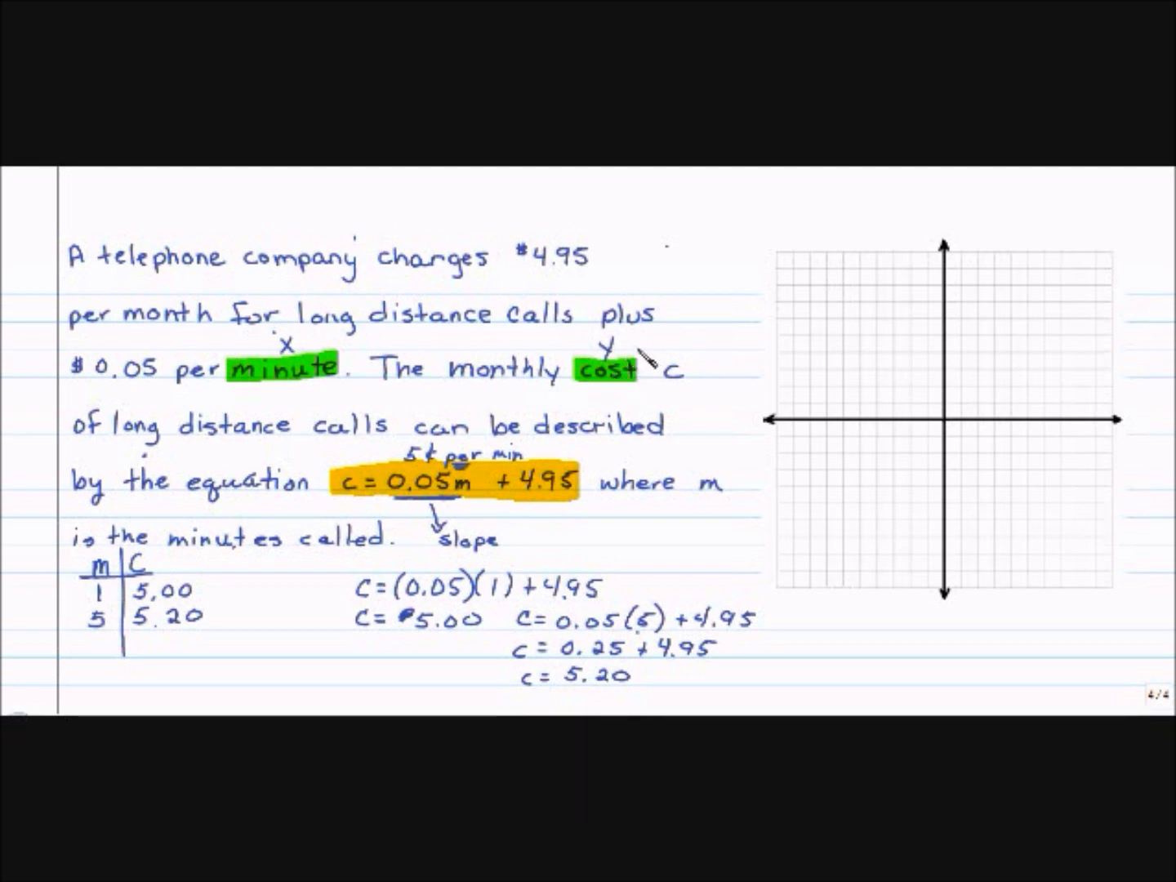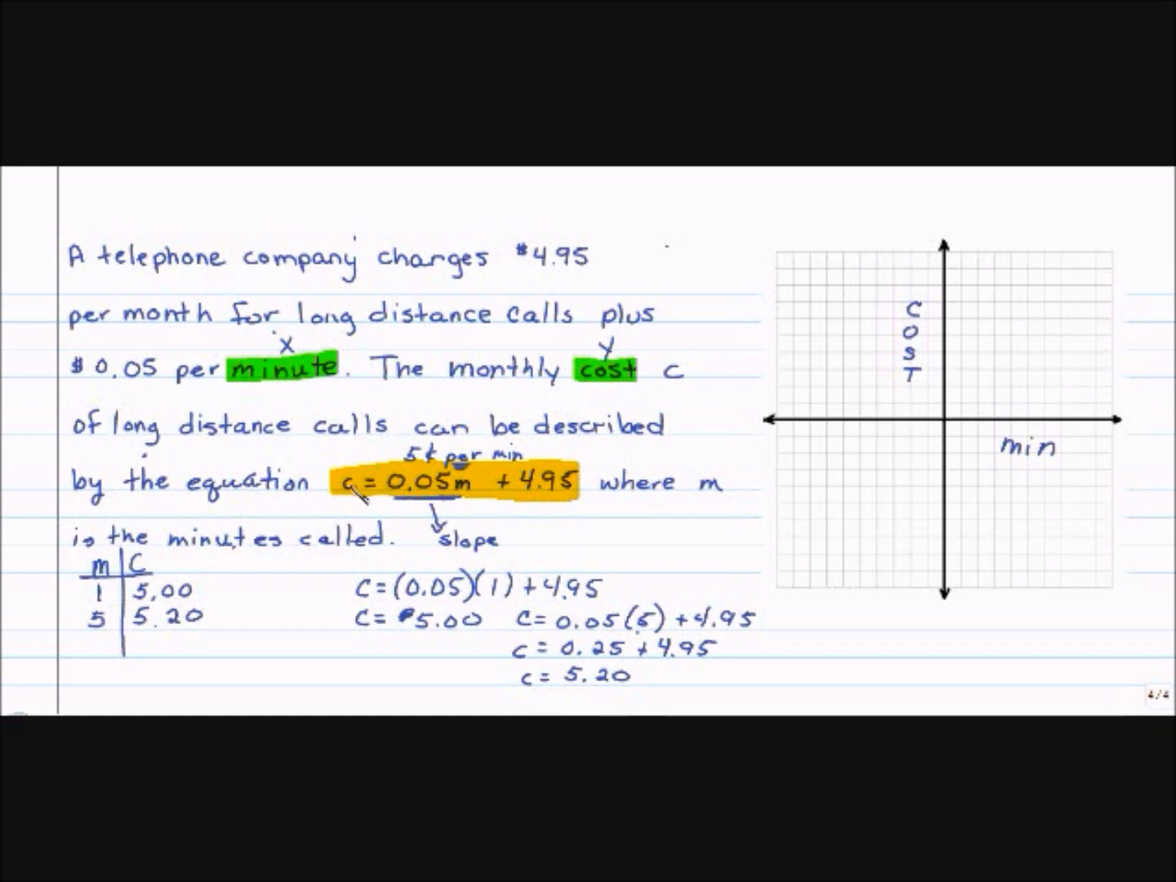Reason being, every time I change my minutes, my cost is going to change. So the cost depends on the minutes. So on the y-axis, we're going to put cost, and on the x-axis, we're going to put minutes. And one thing to note, when doing graphing, time always goes on the x-axis. Just a little hint, just a little something to know.